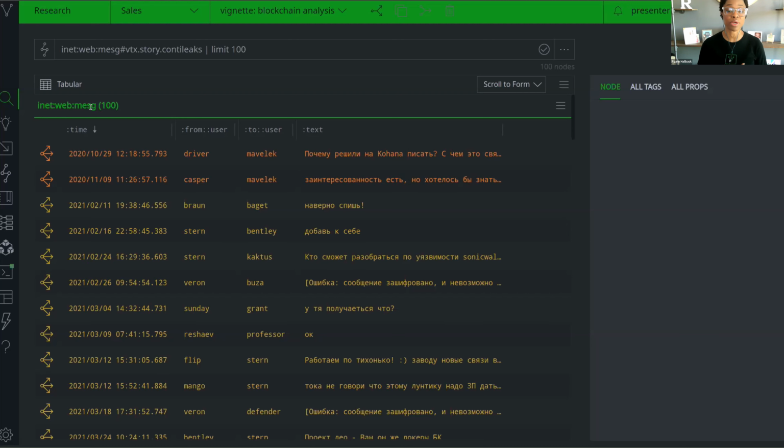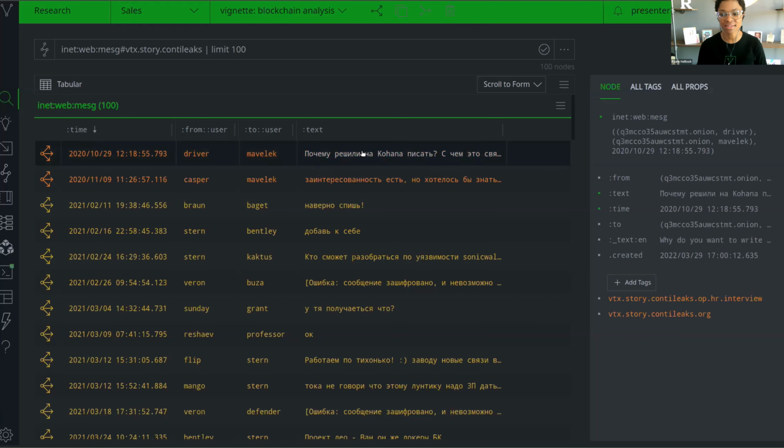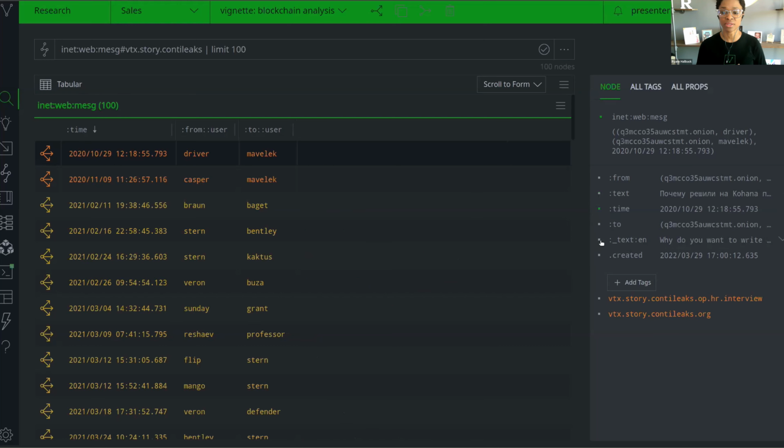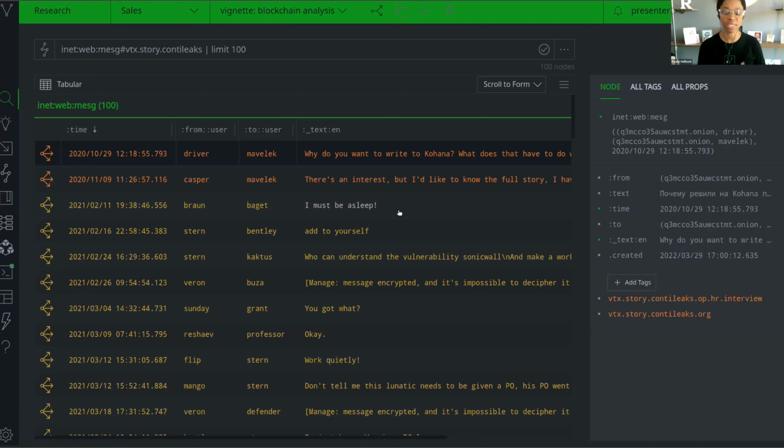We created INET web message nodes, and we're able to track the time that the message was sent, who the message was sent from, the user that received the message, and also the text, the content of the message itself. Like I said, those messages were originally in Russian, but because I don't speak Russian, we needed to translate them. So we added English text to the messages, so that we can easily take a look at that data.